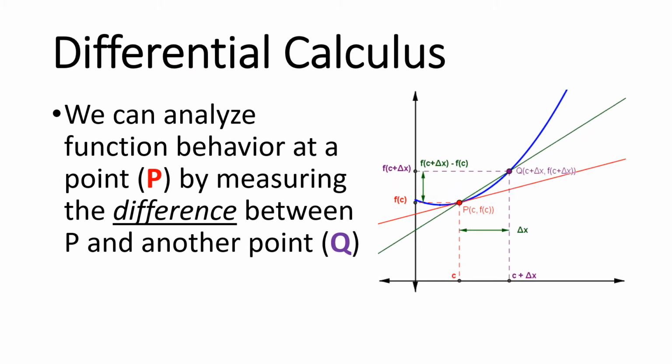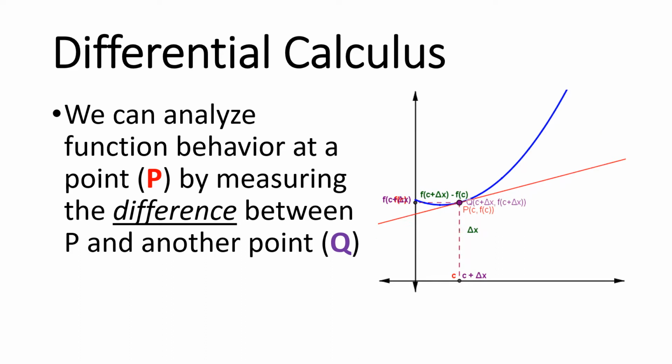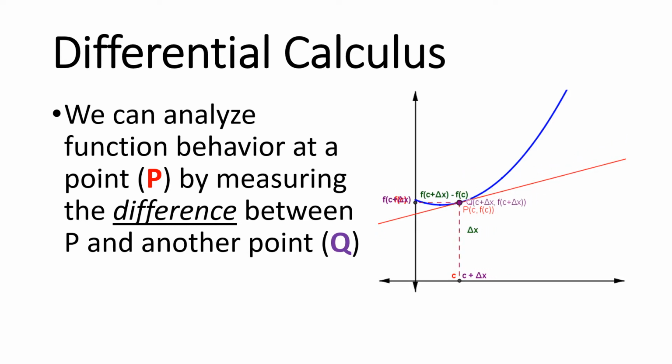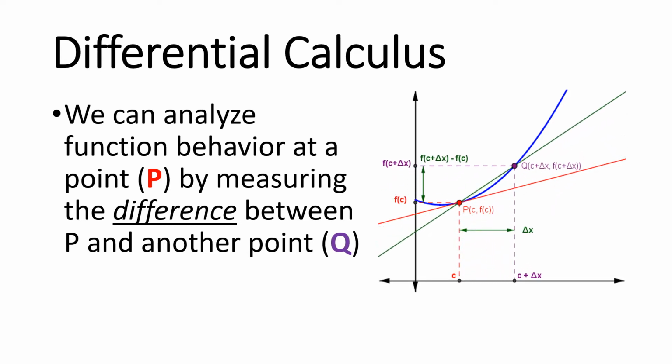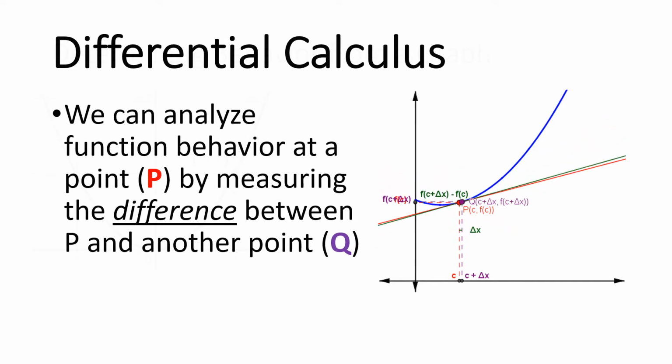The part of calculus usually studied first is called differential calculus. It is so named because the difference between the x and y values of 2 points on a function can tell us a lot about what the function is doing at one of those points. What kinds of things can we tell from this, and why do we care?